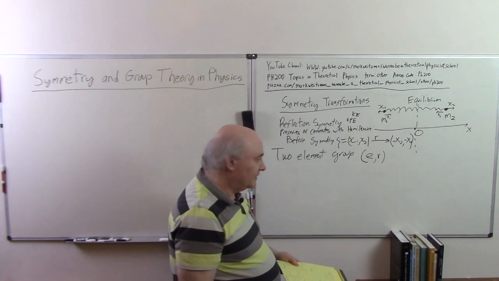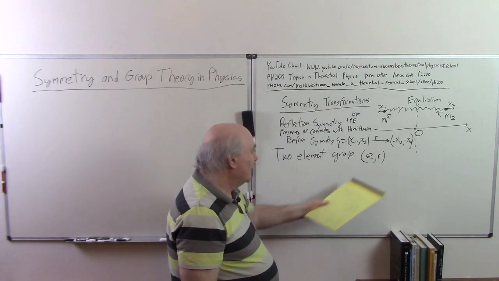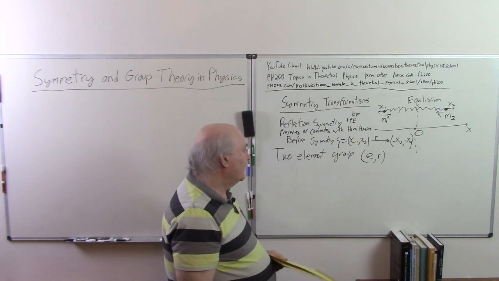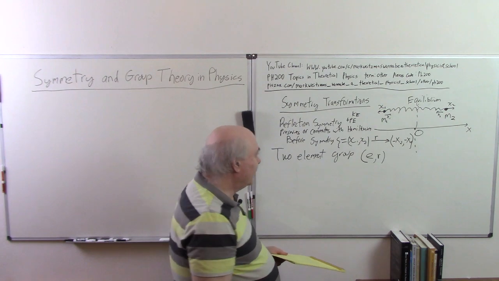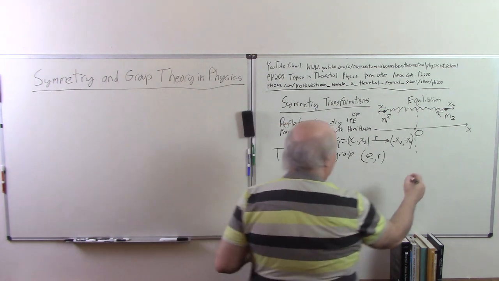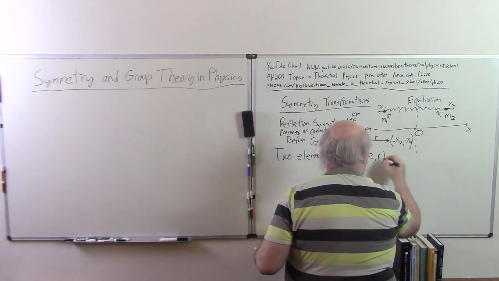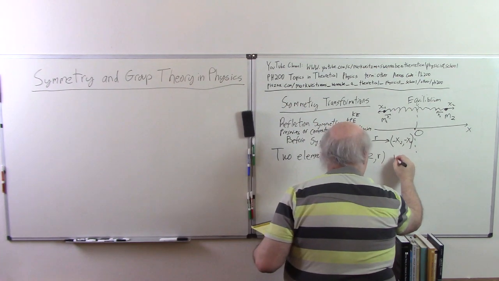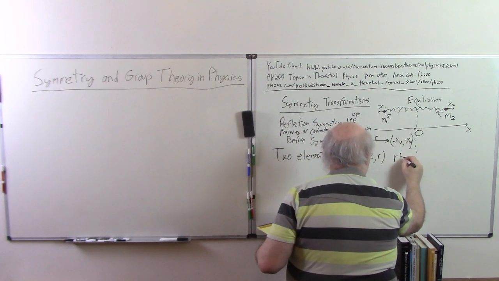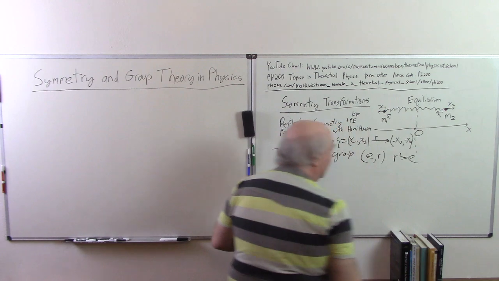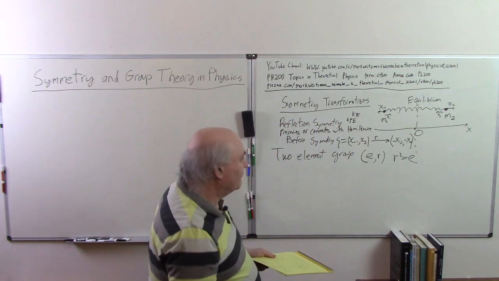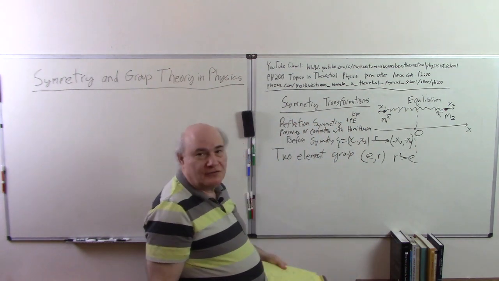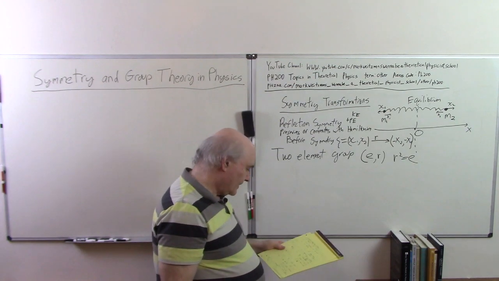That comes from German. And R is the only other element of the group, the reflection. And this group element has the property that E does nothing, and R squared, when we reflect twice, is equal to E. That tells us everything we need to know about the group. You can also think of R as a parity operator.